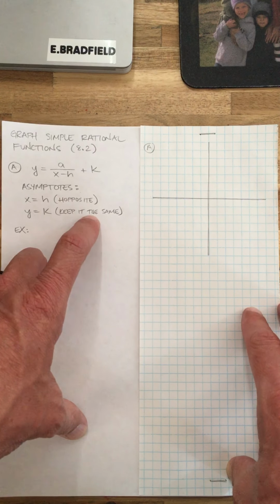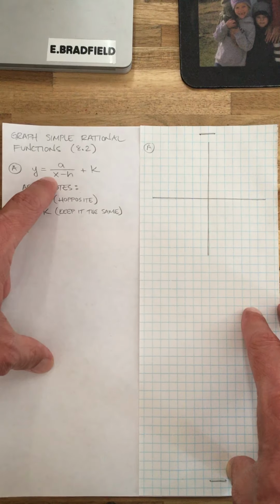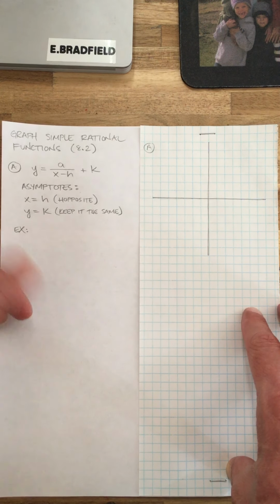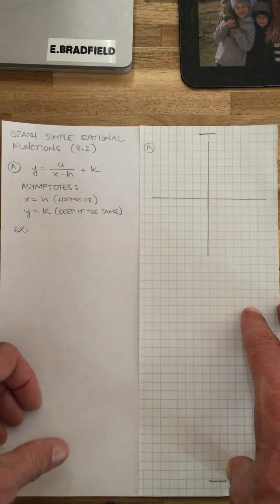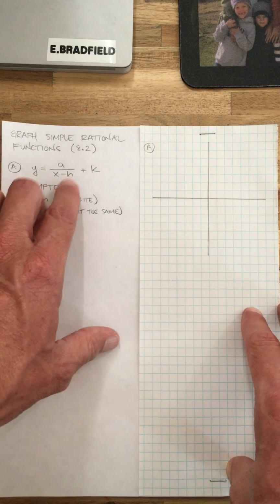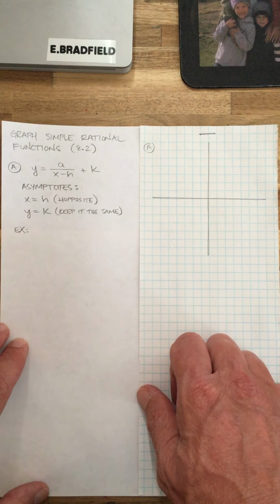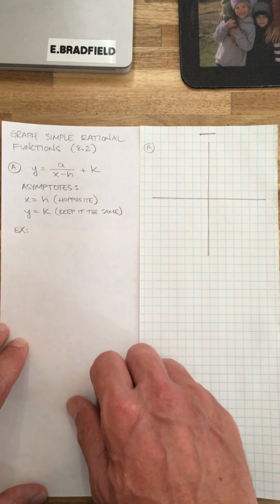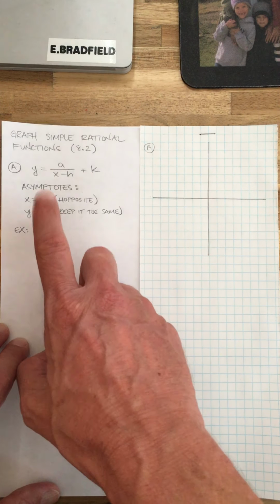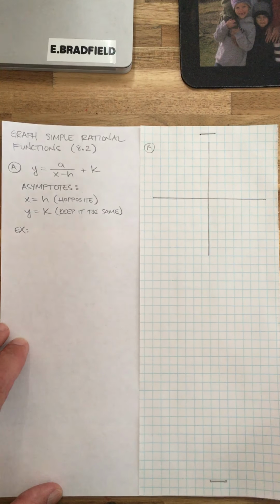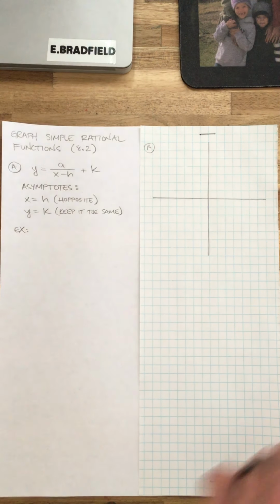So if we have y equals a over x, well, what's h? That's 0. And what's k? That's 0. So that's why I'm not going to do that example. I'm going to start with this, okay? So if you don't see an h and a k, then assume that the horizontal asymptote is 0 and the vertical asymptote is also 0. And let's just go ahead and get going with this.